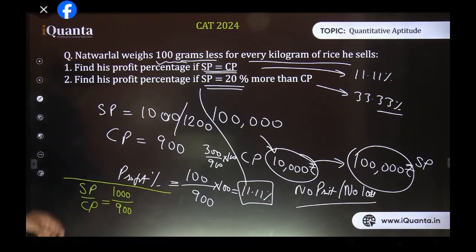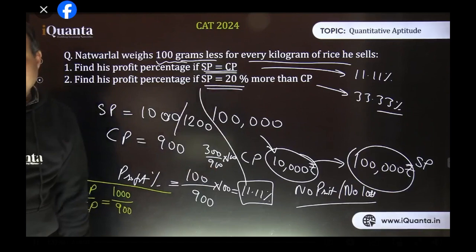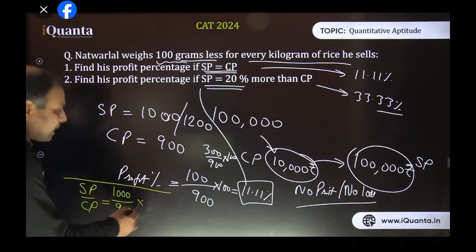Okay, now moving to the second part. In the second part, the 100 gram cheating is there, and along with that he is claiming that he is making a profit of 20%, right? He claims that I am making a profit of 20%.